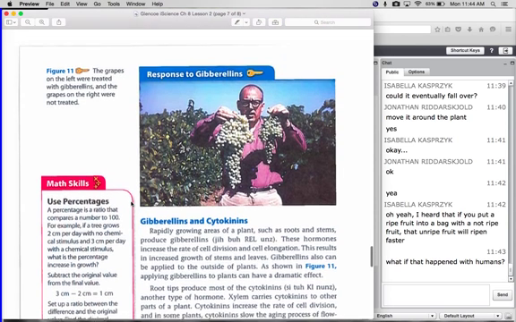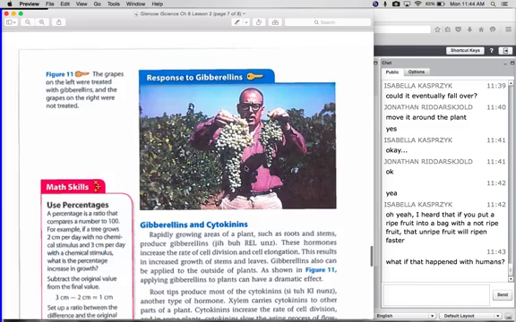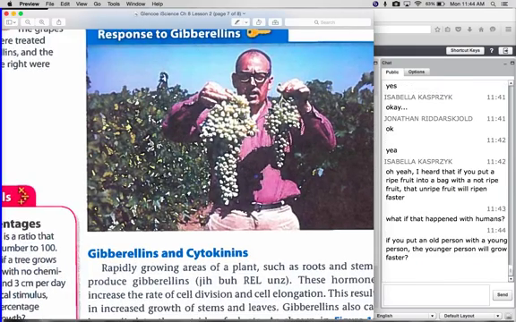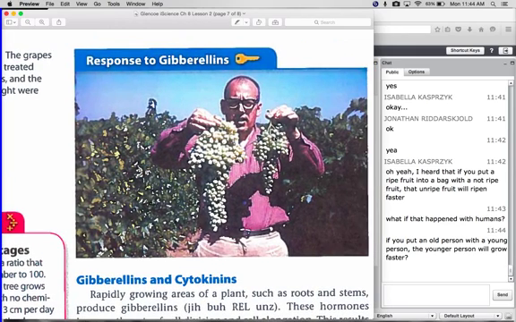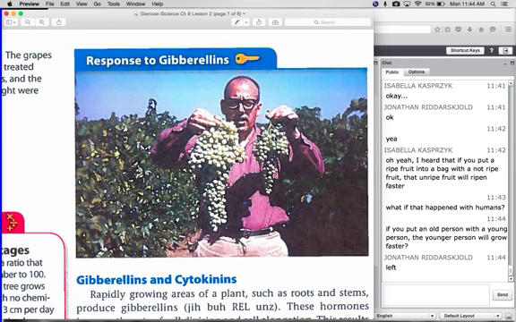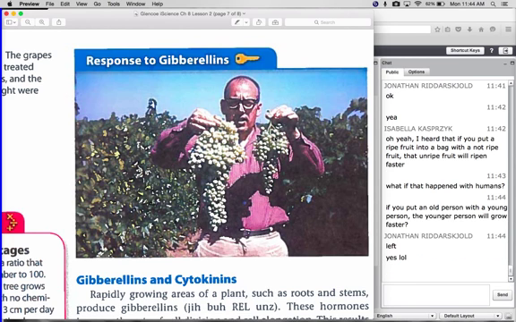Look at this. The grapes on the left side have been treated with gibberellins, and the grapes on the right side were not treated. Now, which one looks better? The one on the left or the one on the right? The one on the left, right? They're like twice as big. Each grape is like twice as big, plus the stem is like twice as long. Sweet. If I could grow my grapes like the one on the left, I'd totally be down.